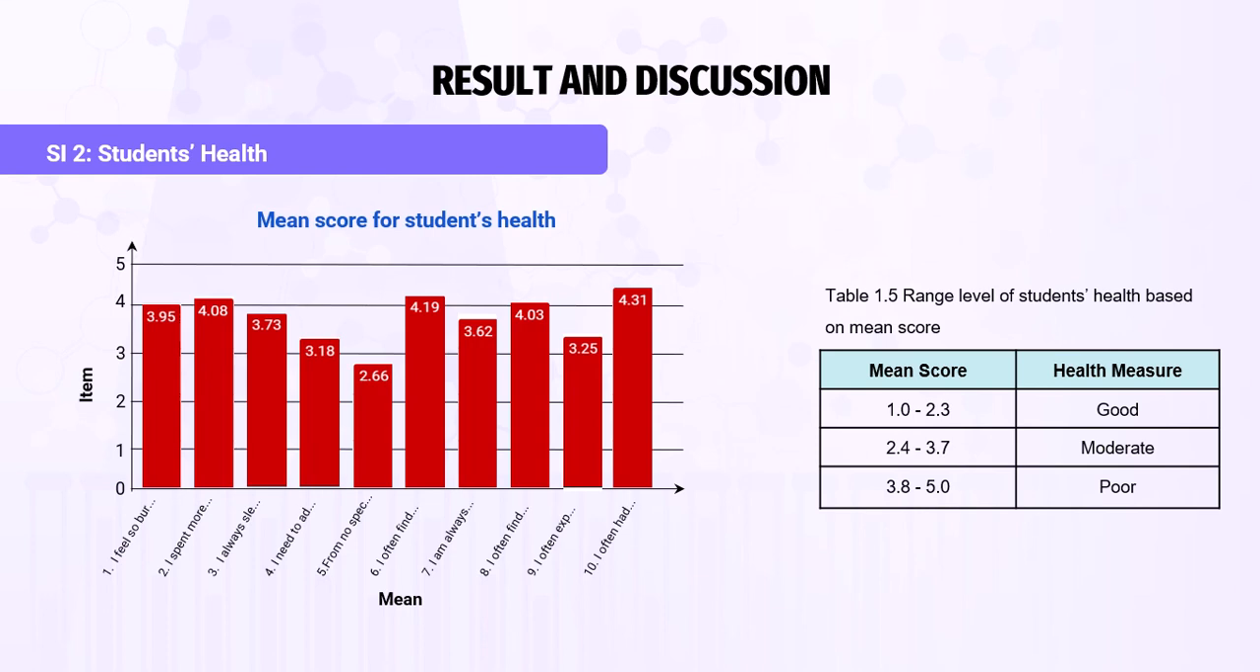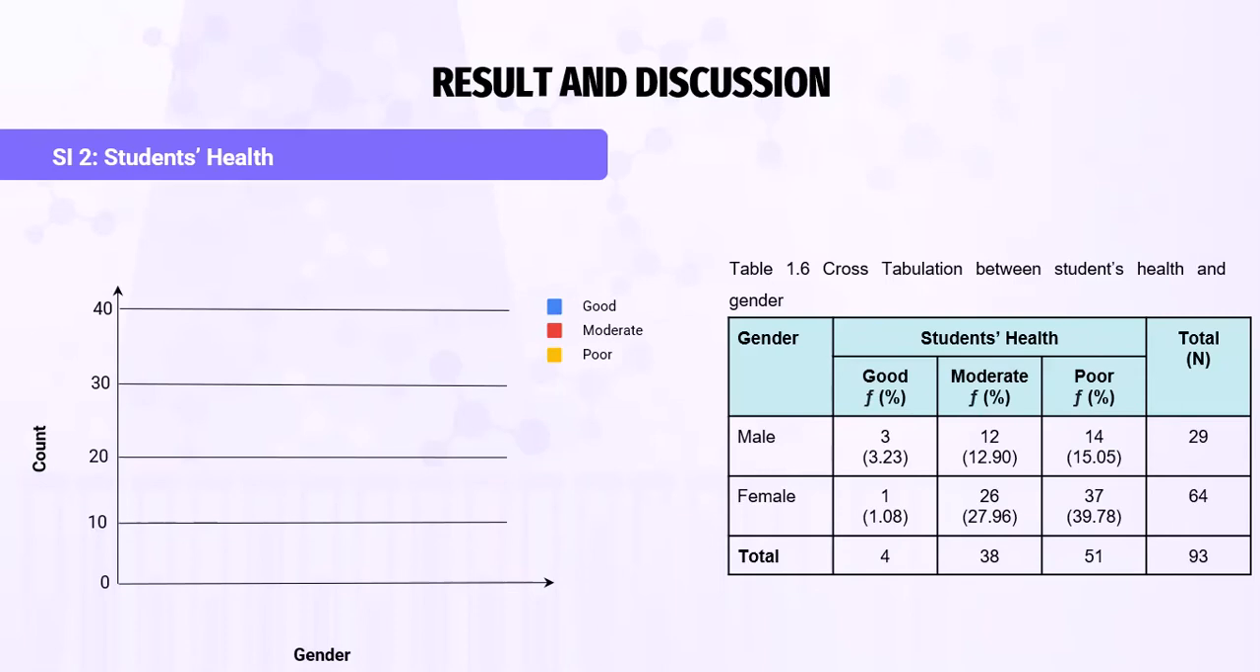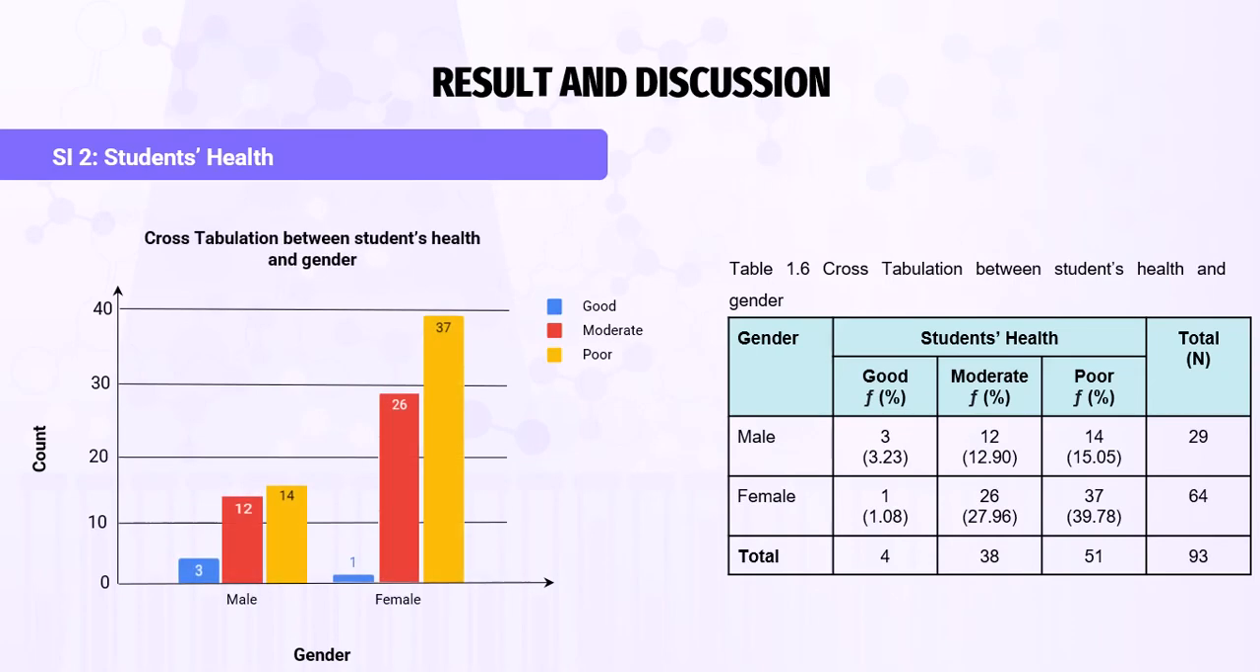To sum up, the students' health towards online learning is balanced between moderate and poor health measure, with 5 items indicating moderate health measure and another 5 items indicating poor health measure towards online learning. The figure shows the cross-tabulation between students' health towards online learning and gender. Most of the males, which is 14 out of 29 students, are poor in health towards online learning, while the majority of female respondents, which is 37 out of 64 students, are also poor in health towards online learning.